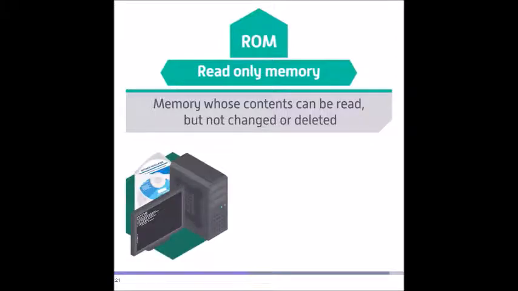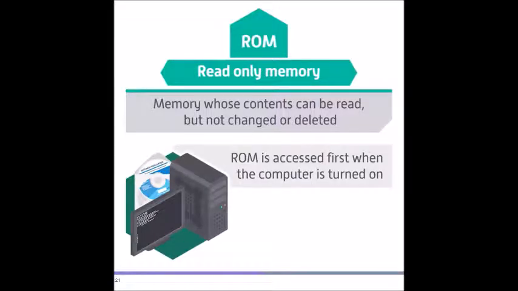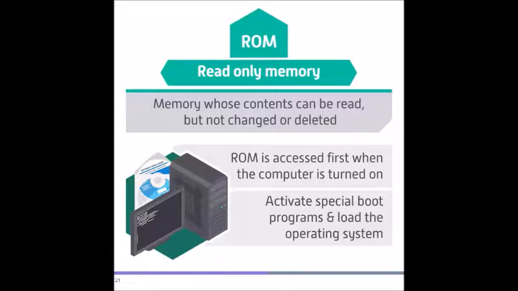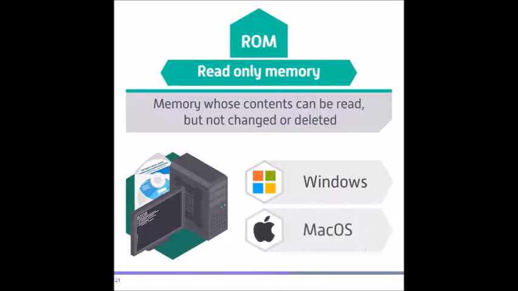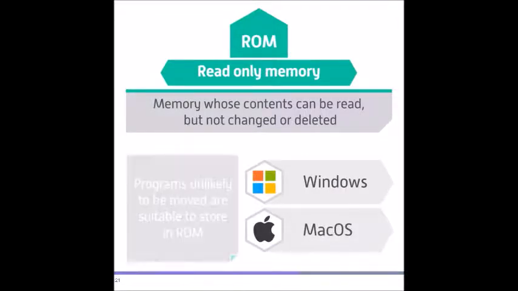The main function of ROM is to hold the software needed to start up the computer. When the computer is first turned on, ROM is accessed. It will perform a series of instructions, such as activating the special boot programs that load the operating system from the hard disk. This allows the computer to start up Windows, Mac OS, or likewise. Since the operating system is not likely to be moved elsewhere on the disk, it is appropriate to store these programs in ROM.